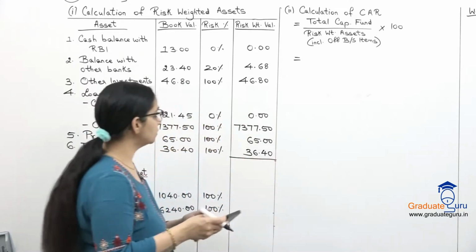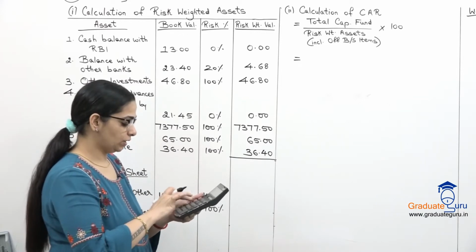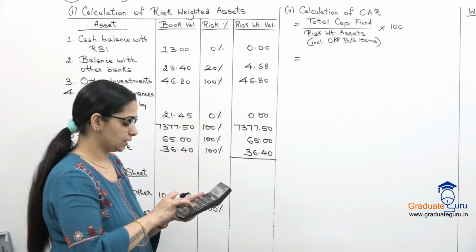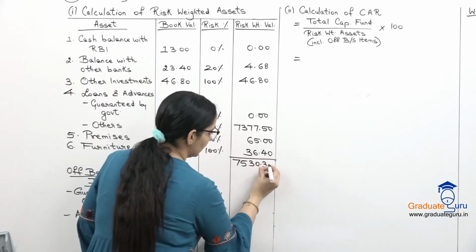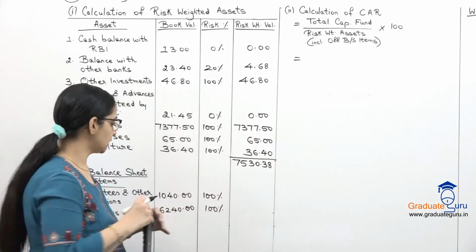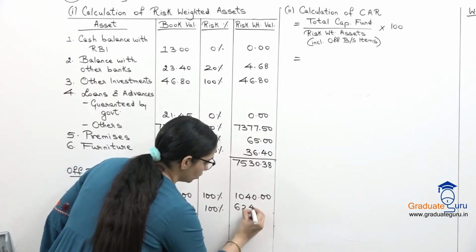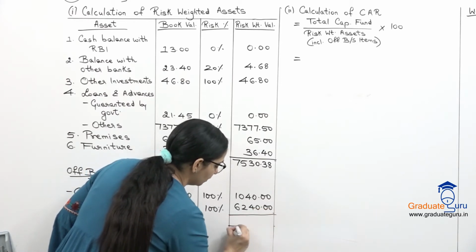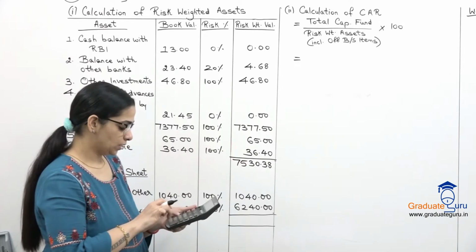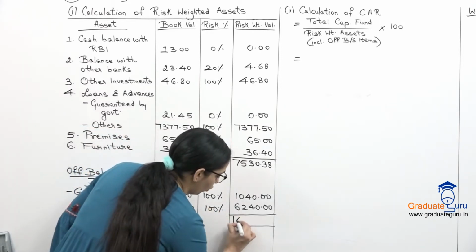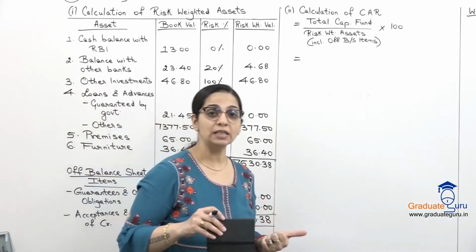After that we will add the off balance sheet items. So 4.68 plus 46.8 plus 7377.5 plus 65 plus 36.4, we get 7530.38. And for off balance sheet items also it is 100%, so the amounts will remain the same, 1040 and 6240. And now let's take the grand total for all these items together, that is 7530, we will add these two, 1040 and 6240. We get 14810.38. This is our denominator for our ratio.